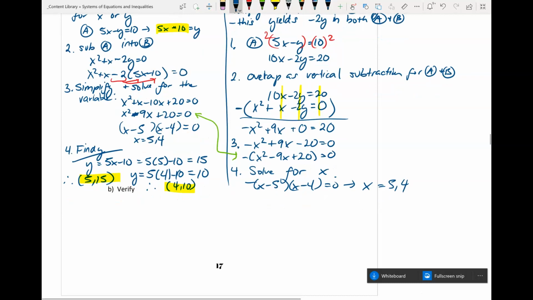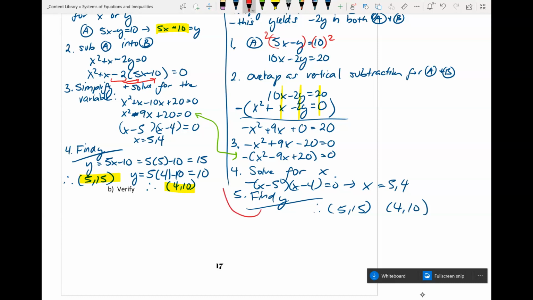And then if we went through it again, we're going to get the same y value. So the next part is to find y, and we've done that already, so I'm just going to write out what we found before. We had the points (5, 15) and (4, 10). So basically, it's the same thing as this.